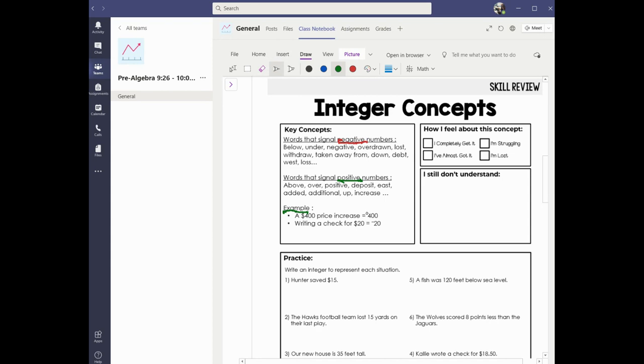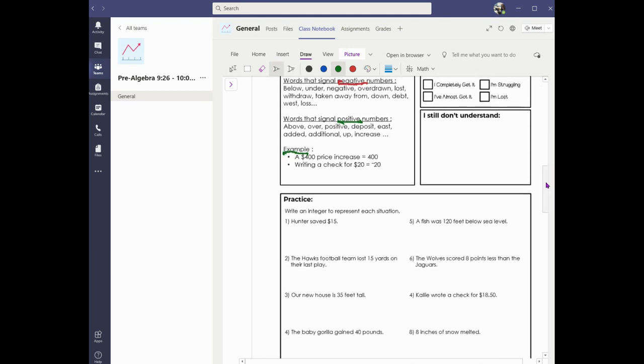Remember, that's an invisible positive sign there. We do not put the positive sign at the beginning of a number sentence. When we're writing a check and paying $20 for something, that is a negative $20. So we have the negative sign right there. So let's take a look at some of these situations.